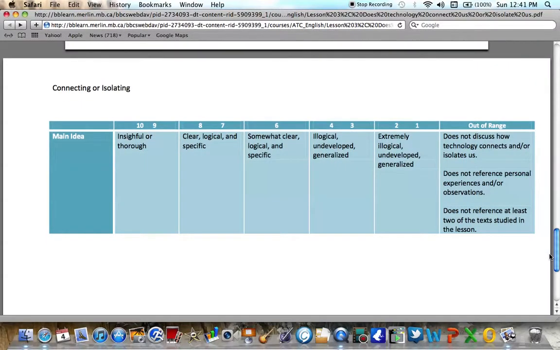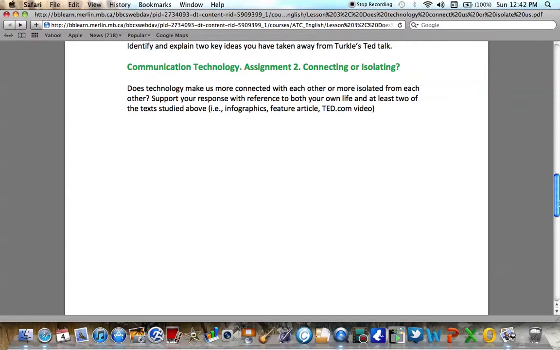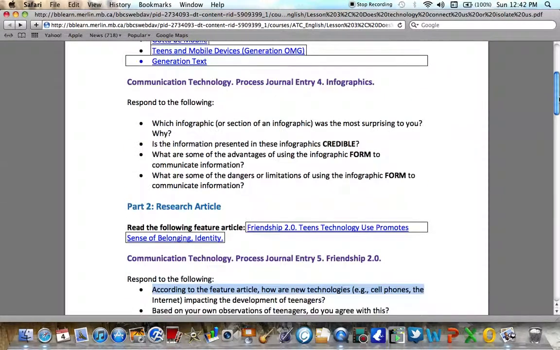So because there's multiple components to this, it's going to be a little bit longer than your standard responding to text question, and the value of the assignment reflects this, so this is worth 10 marks. I'd like to see 300 to 500 words written on the topic, and again, you're referencing your own experience or your own observations and at least 2 of the 3 texts covered in the lesson.